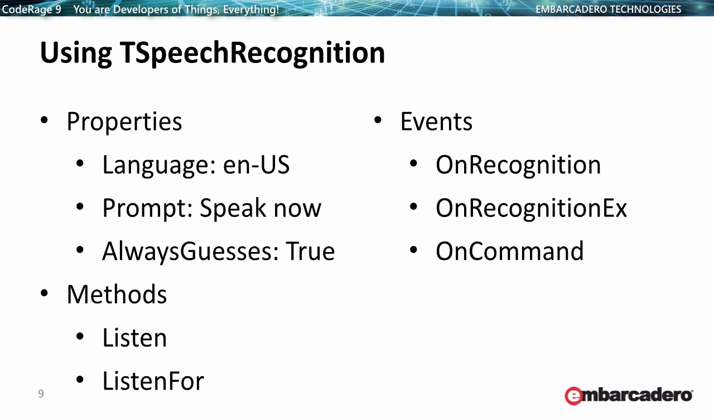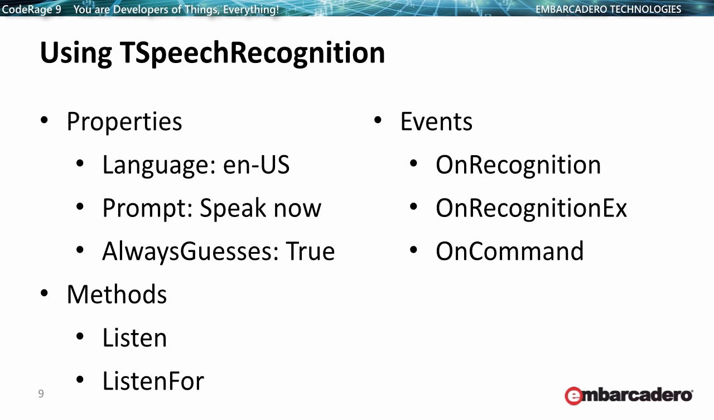So I've created a speech recognition component. It has three properties. Language, which defaults to EN-US for English US. I've heard reports this works with other languages, but I haven't used it myself. I believe you have to have those languages installed on your phone to be able to do that. So experiment with that as you see fit.